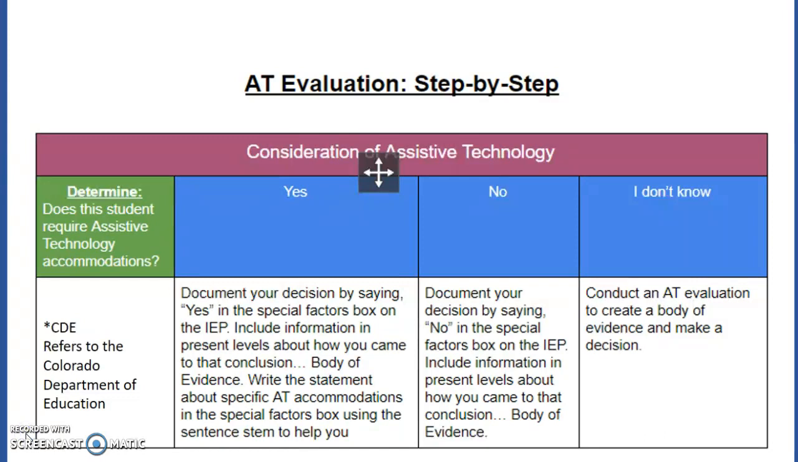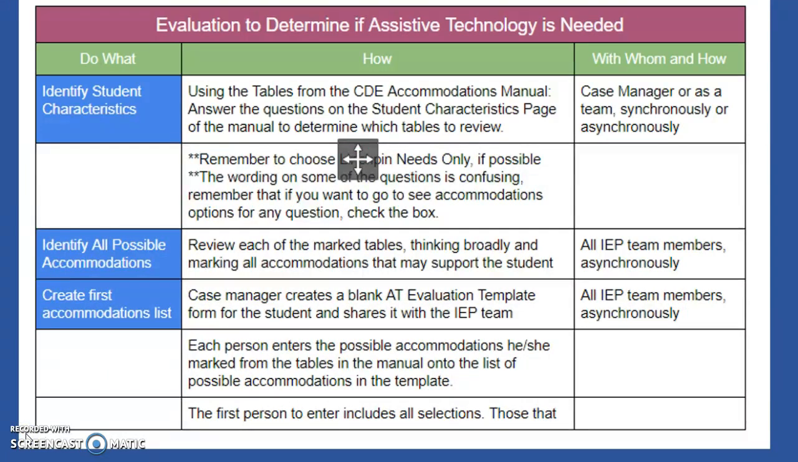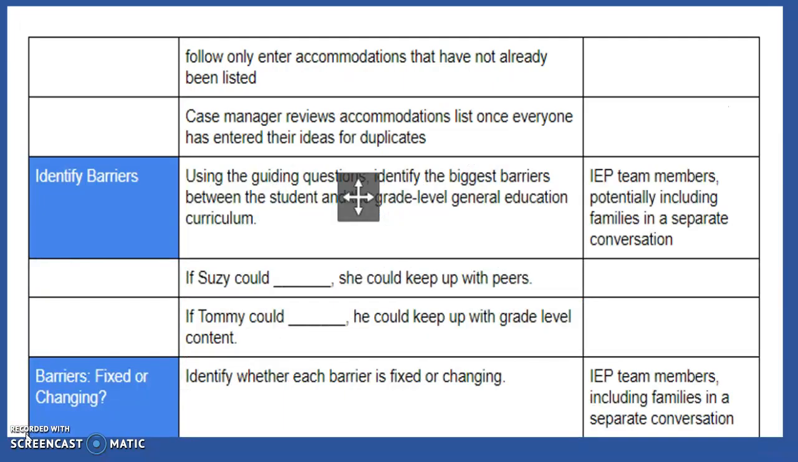The first step is the very basic question: does this student require assistive technology accommodations? This slide speaks to the steps as it specifically relates to the Colorado Department of Education Accommodations Manual. The practices should be similar in other states, starting with identifying student characteristics, possible accommodations, and then creating a list with the other team members. On this page, you are identifying the barriers and whether or not these barriers are fixed or changing, again with the theme being access.